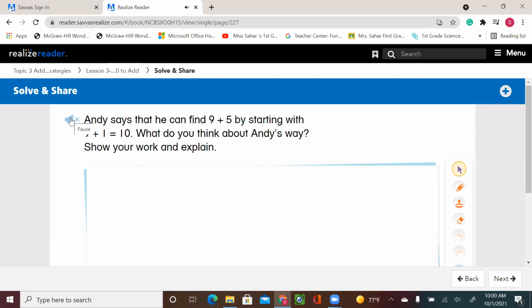Andy says that he can find 9 plus 5 by starting with 9 plus 1 equals 10. What do you think about Andy's way? Show your work and explain. All right, for today, we're going to use something called the 10 frames, or try to make 10, because it's always easy to add big numbers if you have 10 and another number. So let's see what we have.